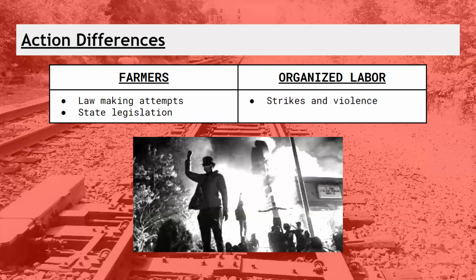Action differences. Farmers had some lawmaking attempts, state legislation. Organized labor had some strikes and violence. Not always, but like in that picture, crazy things going on.